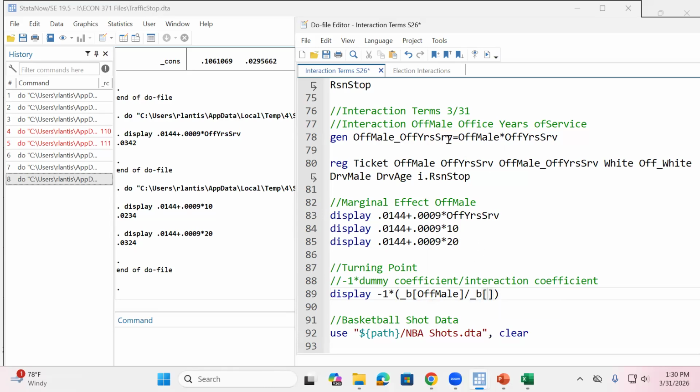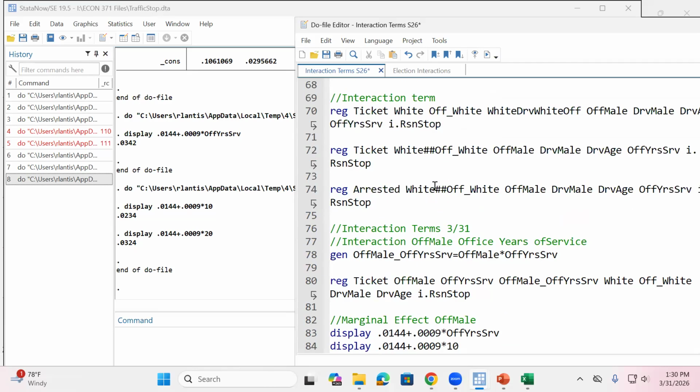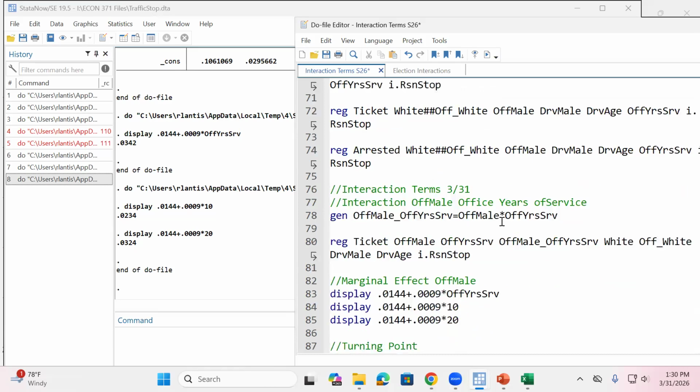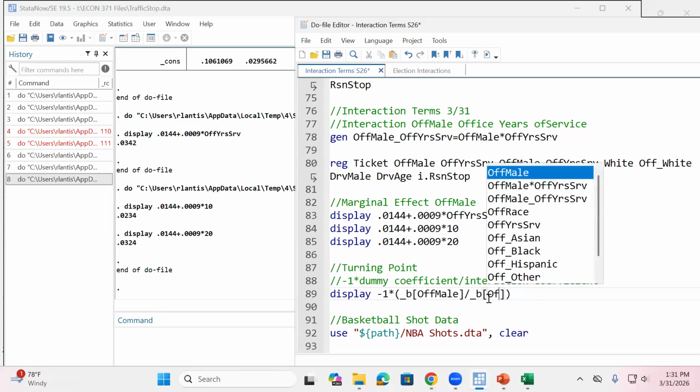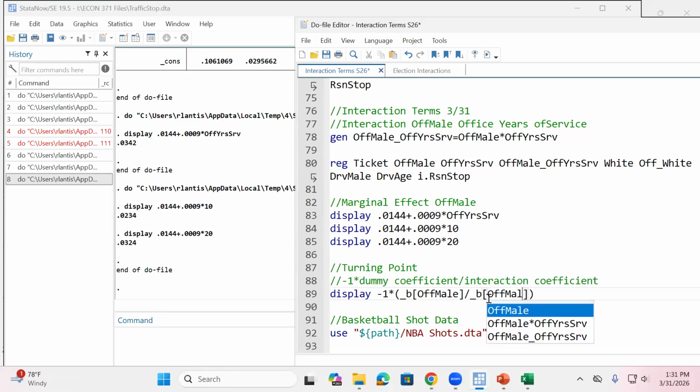So I use this underscore b syntax. Now, because I've created this variable, this is why I said it's easier to do it this way. If I didn't, I could still use male, driver male, hashtag years of service. You can do it that way. I just think it's easier if you create the variable itself. Now I just say, okay, I want the coefficient of the variable I created, which was the interaction term.